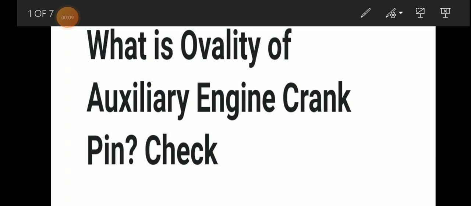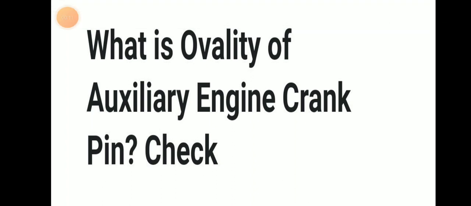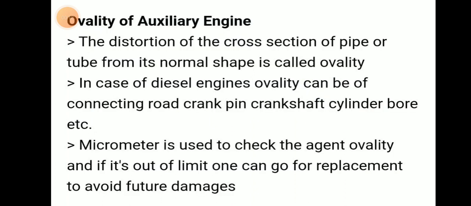So let's discuss the ovality of an auxiliary engine. Ovality means a distortion of the cross section of a pipe or tube from its normal shape. Distortion of the cross section of a pipe or tube from its normal shape is known as ovality.